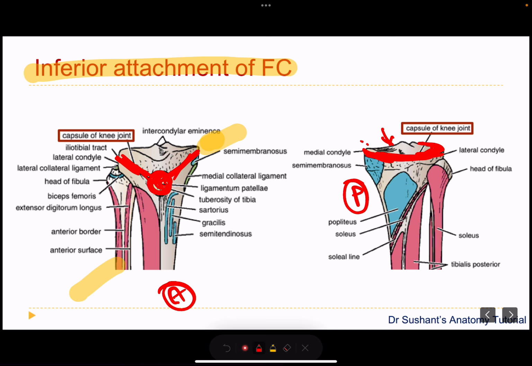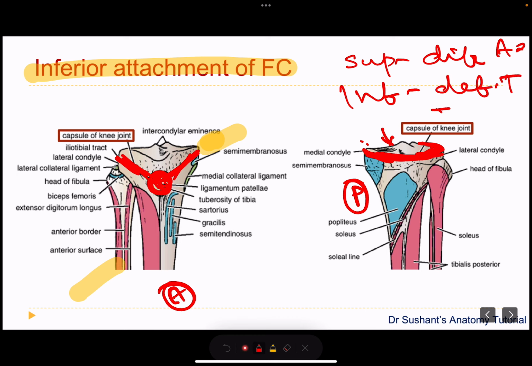Now, behind the lateral condyle, the capsule is deficient for the tendon of popliteus. So superiorly the attachment is deficient anteriorly for the suprapatellar bursa. Inferiorly, the fibrous capsule is deficient over the tibia for the tendon of popliteus. So these two things are worth remembering. Behind the lateral condyle, the capsule is deficient for the tendon of popliteus, and on either side, the capsule is attached to the corresponding margins of the articular surfaces of the tibial condyles through the periphery, basically.